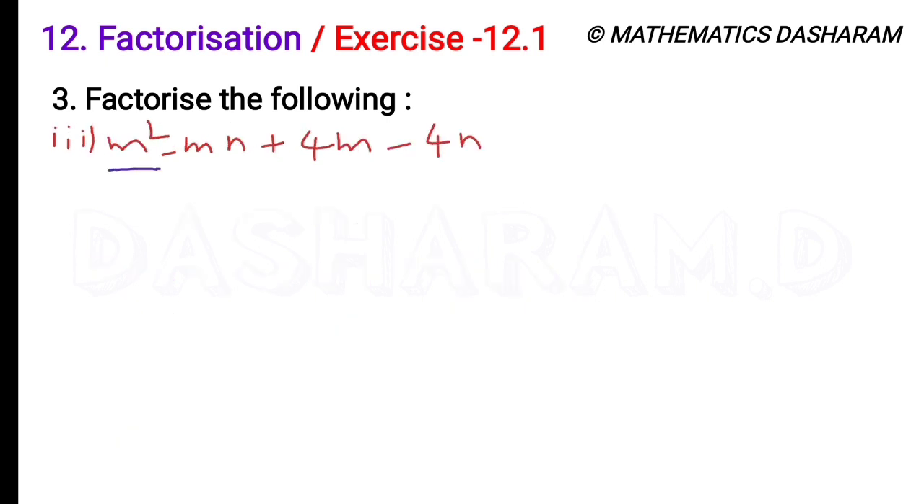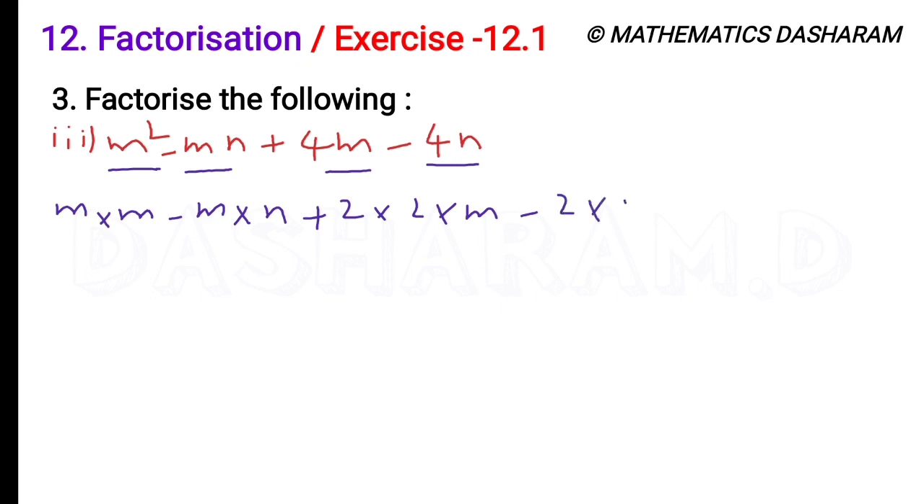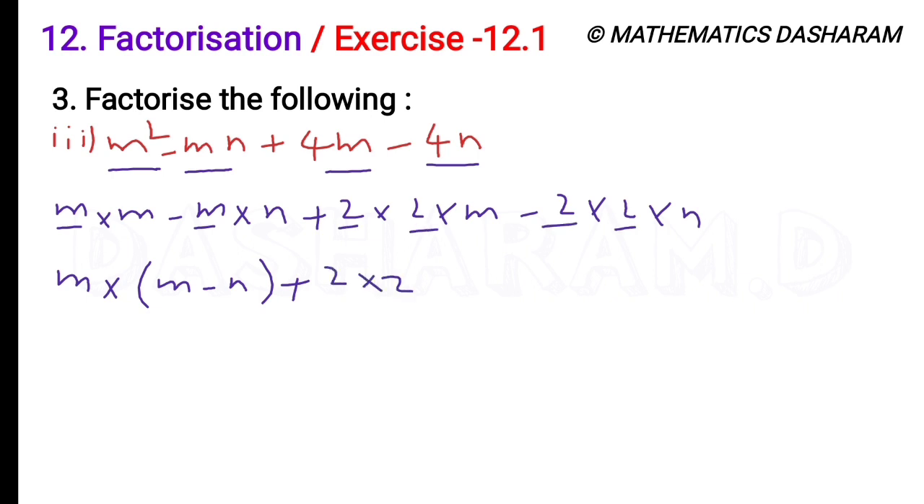Third question, m square minus mn plus 4m minus 4n. So m square means m into m, minus m into n, plus 4m, 2 into 2 into m, minus 4n, 2 into 2 into n. So is there any common from all four terms? No. So take the common from the first two terms. So one m common, bracket m minus n. Next one 2 common and one more 2 common. So into bracket of m minus n.